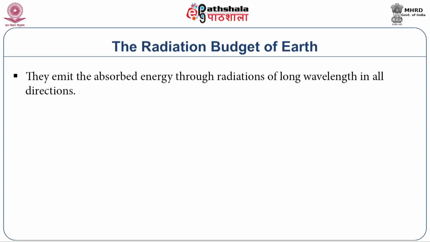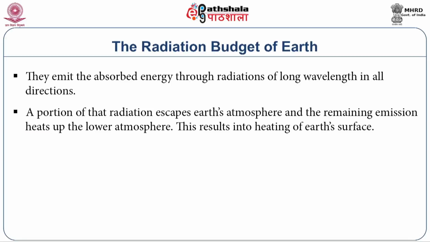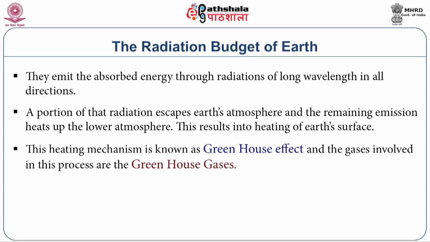They emit the absorbed energy through radiation of long wavelength in all directions. A portion of that radiation escapes the Earth's atmosphere, and the remaining emissions heat up the lower atmosphere. This results in heating of Earth's surface. This heating mechanism is known as the greenhouse effect, and the gases involved in these processes are called greenhouse gases.